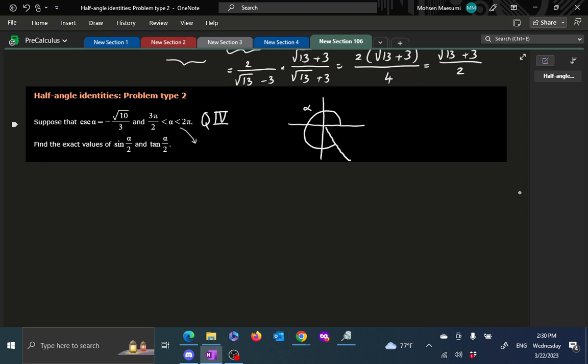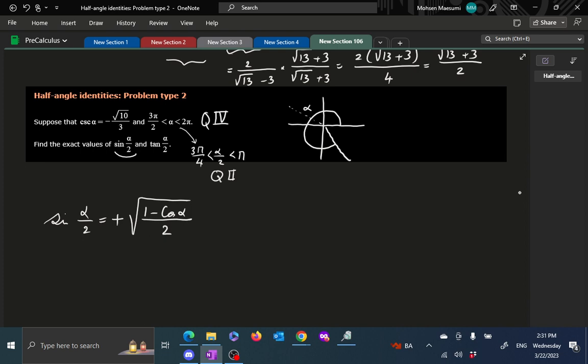Well, let's point out what happens to alpha over 2. Alpha over 2, just divide everything by 2, becomes between 3 pi over 4 and pi. Alpha over 2, somewhere there. So all we need to know about it is that we are in quadrant 2. So let's go after the first one, sine of alpha over 2. I know in the second quadrant I'm positive, and my formula is the square root of 1 minus cosine of alpha over 2. That's what I want to use.